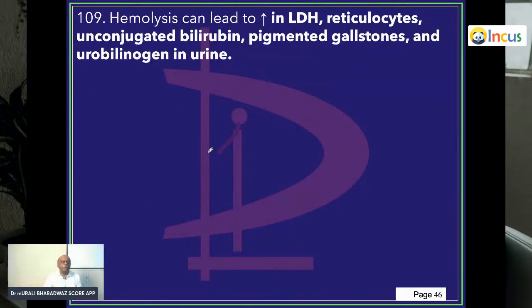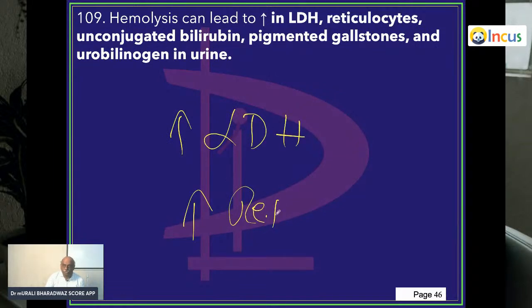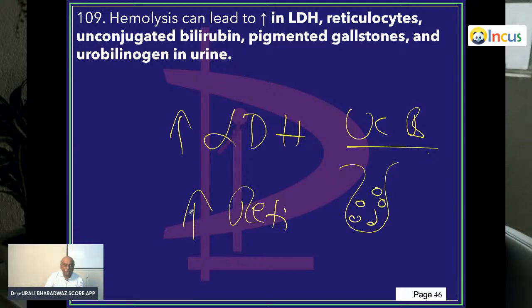Now, doctor, whenever hemolytic anemia is there in your patient, what is the classical biochemical report that you get? How do you know that this patient in whom you are suspecting is having hemolysis? Increased LDH, increased reti count, unconjugated bilirubin, pigmented gallstones. These are the important indications to say.